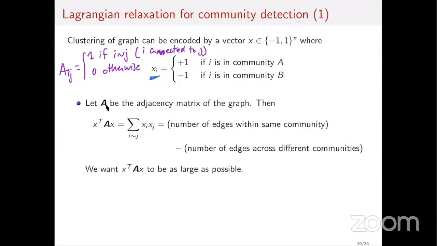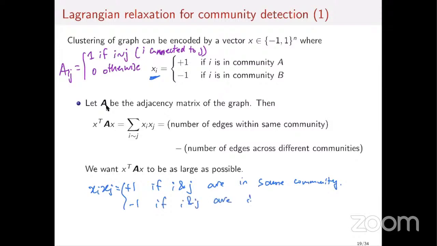Now you see that XI times XJ is equal to plus one if I and J are in the same community, and this is equal to minus one if I and J are in different communities. They are not in the same community.